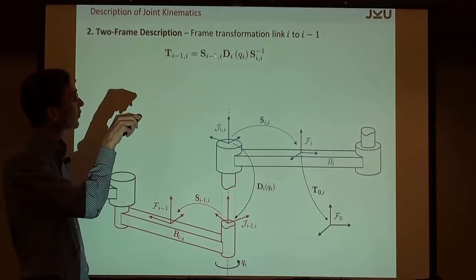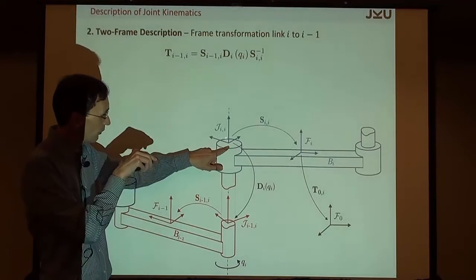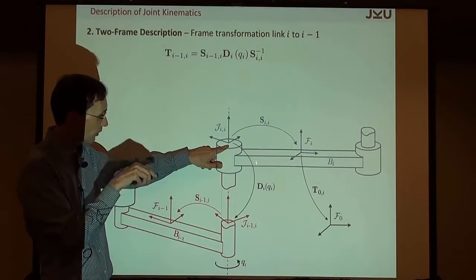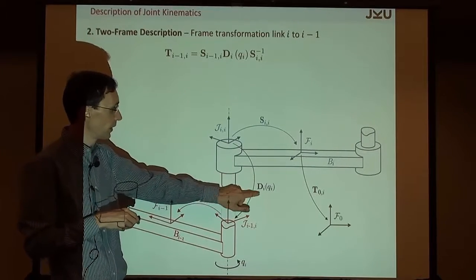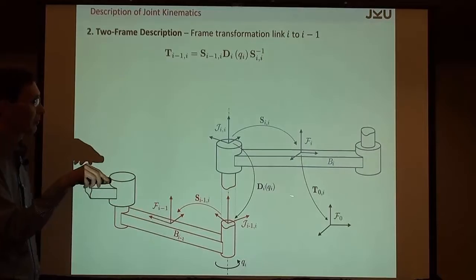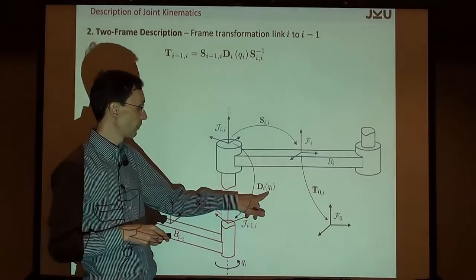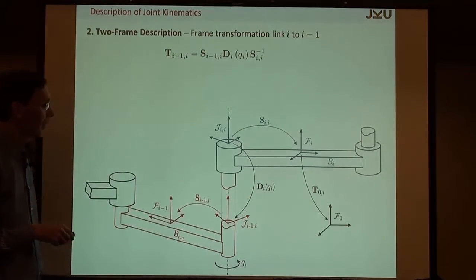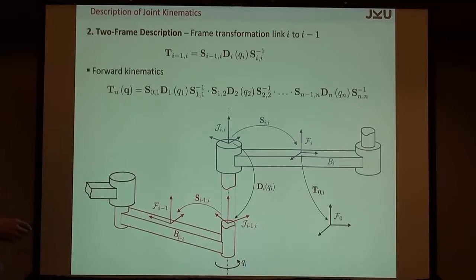Okay, and then there is the one in between, and the one in between is just the transformation or the relative motion between the 2 joint frames. Okay, and that depends on a certain parameter, a certain angle, or whatever the meaning of Q is, and that's fine. Okay, good. Then you can combine them.